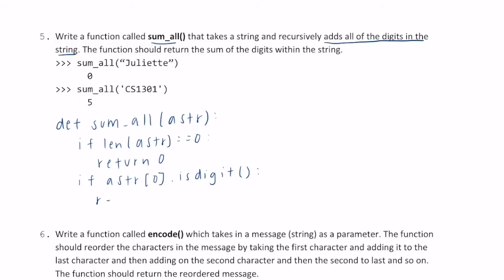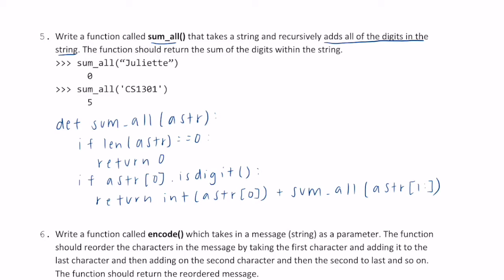So we need to make sure we turn it into an int, return the int of astr[0] plus, and here we have another recursive call and recursive step. So I'm going to say plus sum_all, and since I just checked the first one, I know I don't need to look at that anymore, so I can just say astr from 1 to the end. Alright, well I'm not done yet.